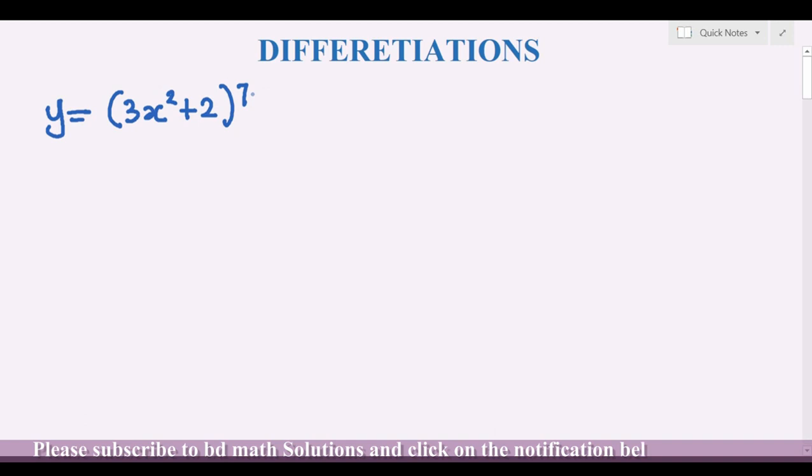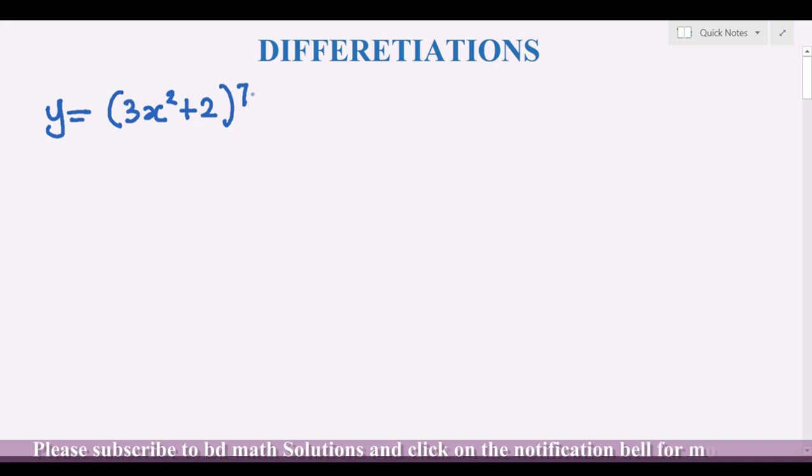Now, differentiation is important, but we must have different methods, different ways to do our differentiation. It's not always easy to differentiate each term in a polynomial. For instance, we could have functions like this. y is equal to (3x squared plus 2) all raised to the power 7.